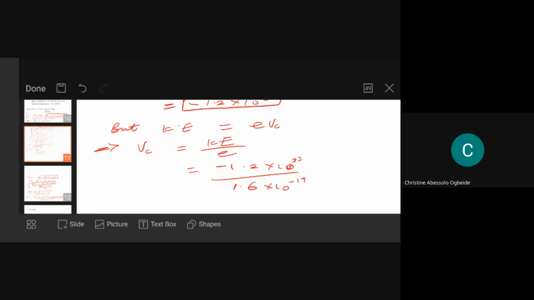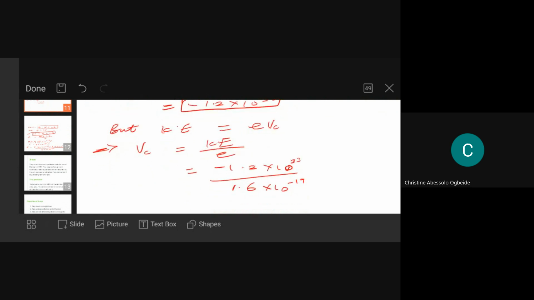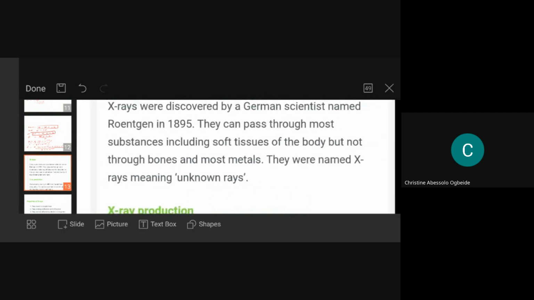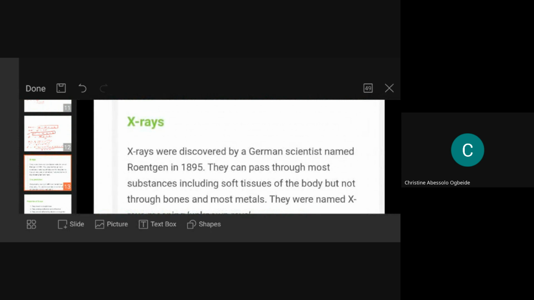So let's just proceed with a few more things. A few theoretical things that you still need to know under photoelectric effect, and that is X-ray. I just want us to know X-ray, the uses of X-ray, the disadvantages, and just stuff like that. So that is what I want us to know right here.